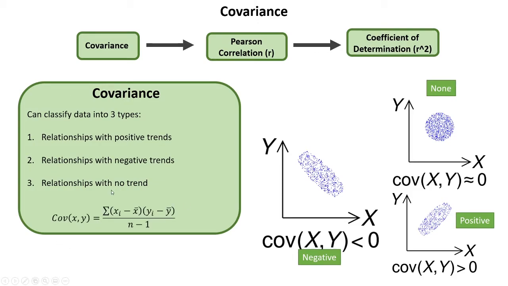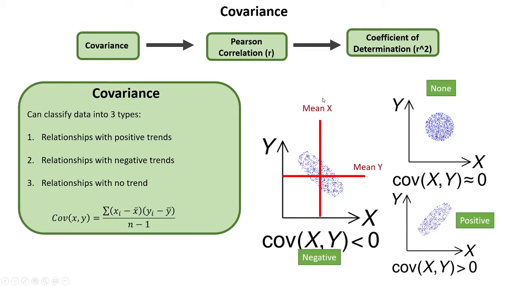The equation for covariance is the measurement xi minus the mean of x, multiplied by the measurement yi minus the mean of y. So that's your x and your y of particular points, subtracted by the means of each one, summed together, divided by n minus 1. It's very similar to the equation for sample variance, but now we're doing sample covariance.